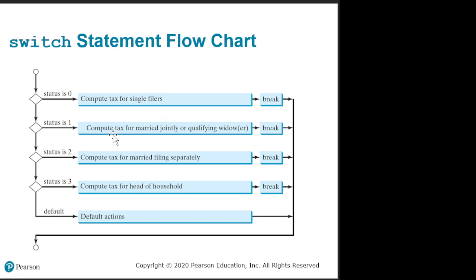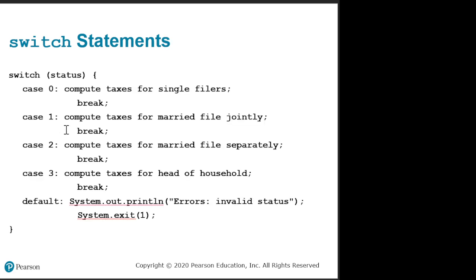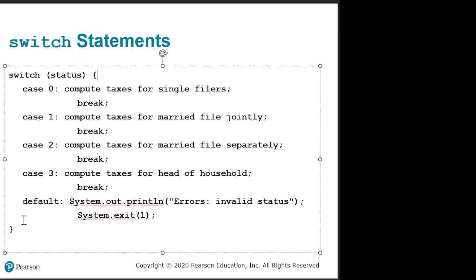So in this, they're looking at how tax statements are filed, where if you're a single filer, you will do one action. If you're married filing jointly or a qualifying widow, that's status 1. Married filing separately and head of household are each different default actions. And notice when you break, it comes out of the braces. So if we go back up here and look at this, here are the braces that we're defining this. The break takes you out of the braces.